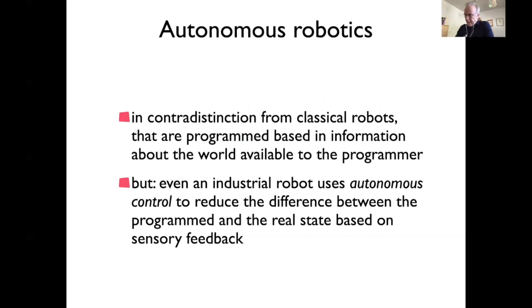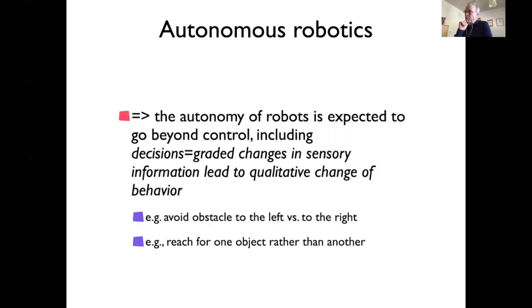Even though an industrial robot will also have something that's called autonomous control, which is essentially to make sure that it really physically realizes the planned motion, the programmed motion, and it does that based on sensory feedback, for instance, shaft encoders, kind of sensors about its speed and position, and it will control by reducing the deviation between the plan and the real state. So that form of autonomous control is not what we mean by autonomous robotics.